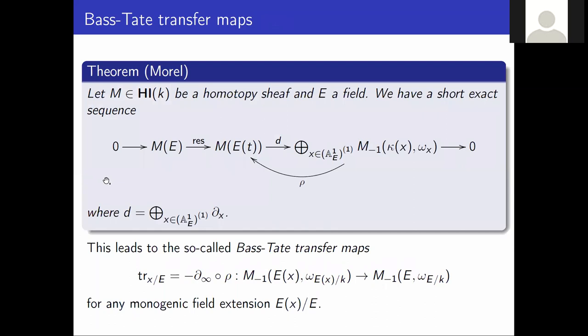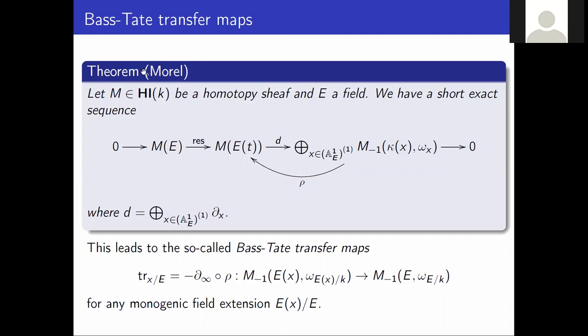Okay, so now I'll define what I call the Bass-Tate transfer. This is the definition of Morel, and he called this kind of map cohomological transfers, or sometimes geometrical transfers, depending on what you mean. So the definition is exactly the same as what Bass and Tate gave for Milnor K-theory in the 70s. That's why I call it the Bass-Tate transfer.